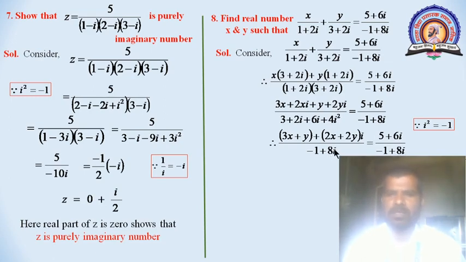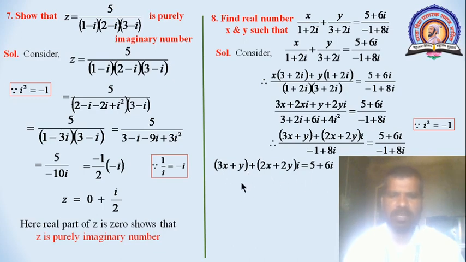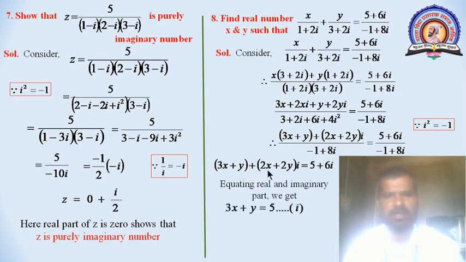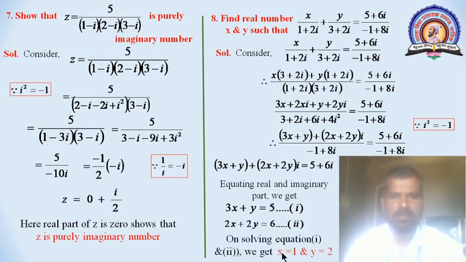This is equal to (5 plus 6i) upon (minus 1 plus 8i). On both sides the denominator is the same, so it cancels. So we have (3x plus y) plus (2x plus 2y)i is equal to 5 plus 6i. Again, two complex numbers are equal, so their real and imaginary parts are equal. Equating the real and imaginary parts, we get 3x plus y is equal to 5 and 2x plus 2y is equal to 6. So we get two simultaneous equations in x and y. On solving these equations, we get x is equal to 1 and y is equal to 2.